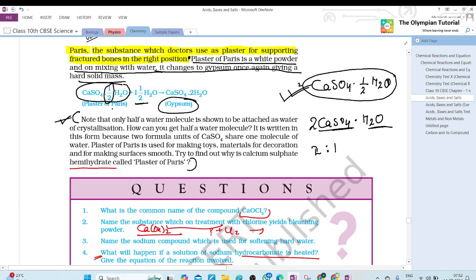Yes, ma'am. And calcium sulfate hemihydrate is called plaster of Paris, I found this answer, because of its preparation from the abundant gypsum found in Paris. Gypsum is found in Paris, and from it plaster of Paris is prepared. That's why it is called plaster of Paris.